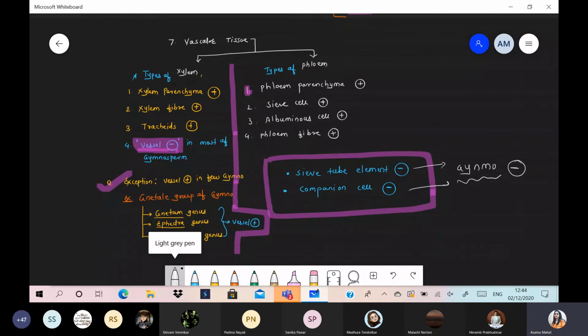Okay, chalo. So these were the number 7 vascular tissue. Should I start with the next one? Number 8 point. Sporophyll. Woody sporophyll.